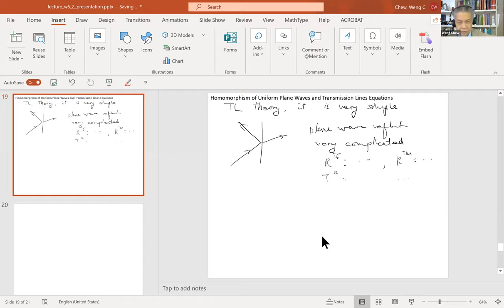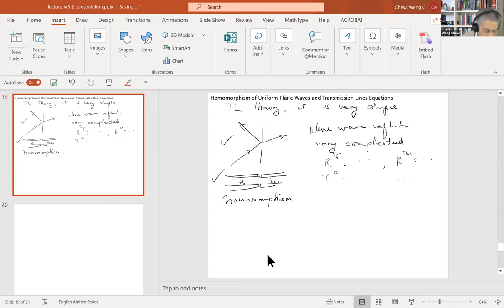The underlying equation for this problem where I have a transmission line connected by a junction Z01, Z02. The underlying equations for these two problems are actually analogous to each other, and I will use the mathematical term homomorphism. Hence, if I can map the first problem to the second problem and vice versa, I can use all the knowledge that I have found in solving the transmission line problem to solve the single interface reflection problem. That is the idea behind this. Okay, let me go through the math.